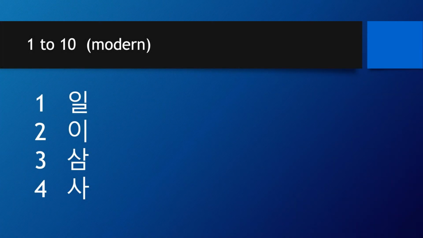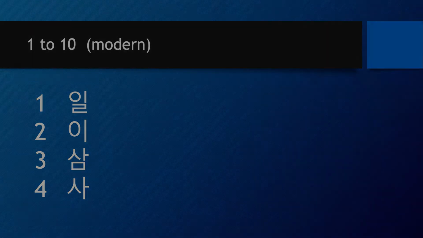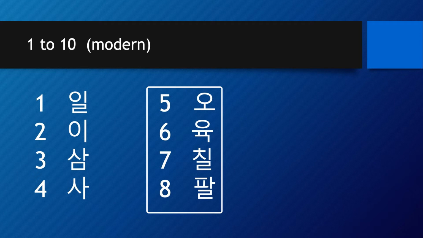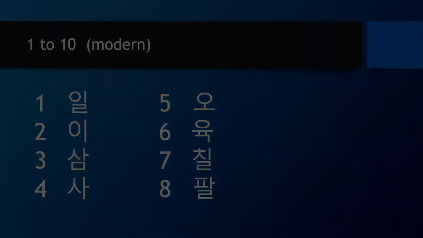Now today's main topic, how to count 1 to 10 in the modern numbering system. 1 is 일, 2 is 이, 3 is 삼, 4 is 사. So 1, 2, 3, 4 becomes 일, 이, 삼, 사. 5, 6, 7, 8 becomes 오, 육, 칠, 팔. Sometimes 6 is pronounced as 륙 with a ㄹ.